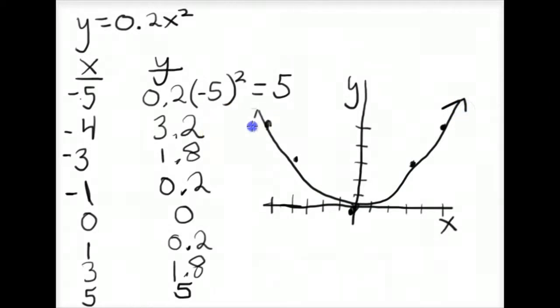So notice again that there is symmetry across the y-axis, in that if you drew a vertical line right here at x equals 0, then we're going to have symmetry on both sides. So that's why this is called the axis of symmetry.